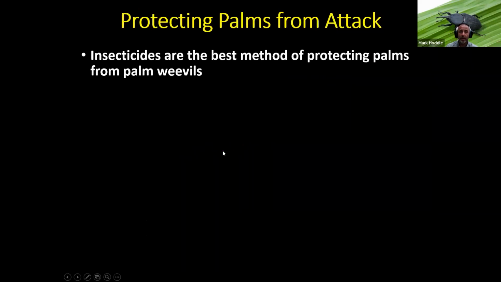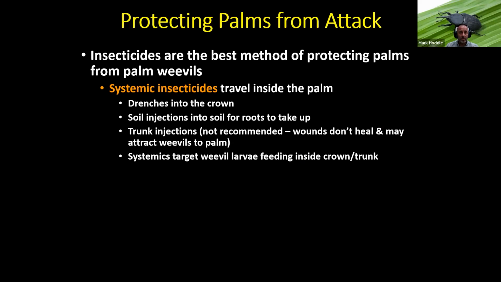So how can you protect your palms from attack? Right now, the best options that we have are insecticides, and there are 2 groups of insecticides that are being used for control of palm weevil. These systemic insecticides, most of them are neonicotinoids like imidacloprid or dinotefuran, for example. These can be applied as drenches straight into the crown. You can apply them as soil injections into the roots, and the roots will take up that toxin, translocate it through the trunk, and then those poisons will start to accumulate in the crown where the weevil larvae are feeding. Trunk injections are another way to get these systemics in.